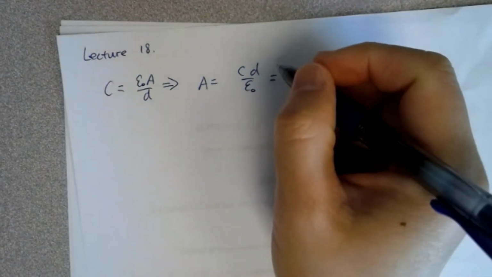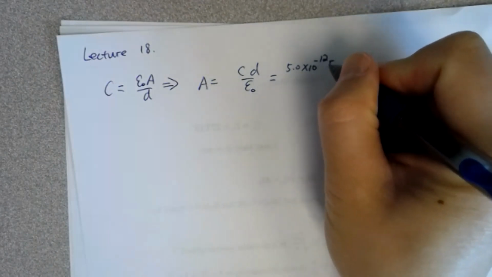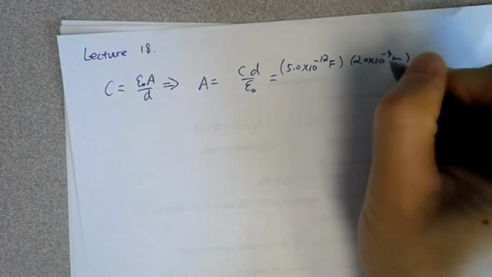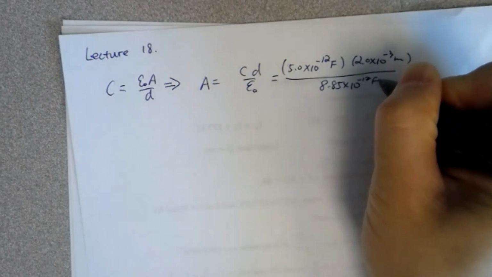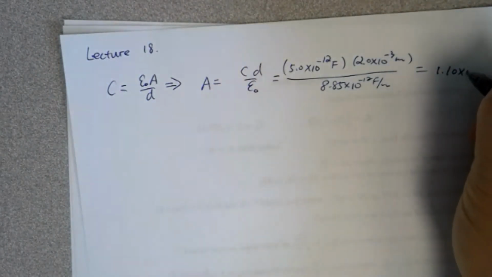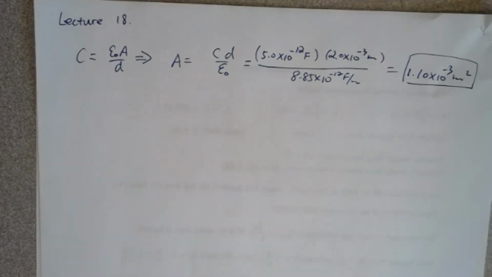Okay, so you plug in your numbers. C is 5 times 10 to the minus 12 farad. Distance is 2 times 10 to the minus 3 meters, over 8.85 times 10 to the minus 12 farad per meter. So that gives you 1.10 times 10 to the minus 3 meters squared. Okay, so that's the area. So a simple application of capacitance for a parallel plate capacitor. Let's go back to the slide. Okay.